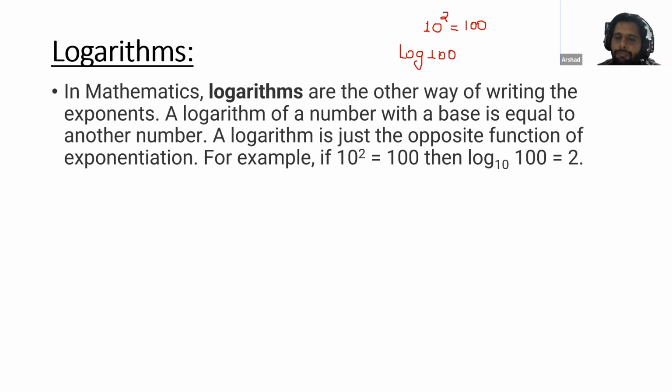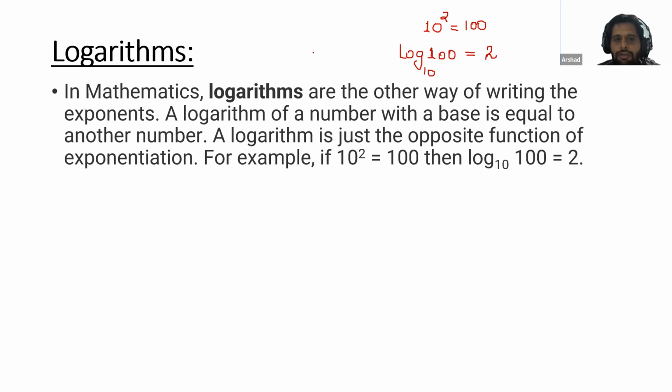This 100 will come here, and this 10 will come here. What is the value of this? You can work it out by asking what should be the power of 10 so that you get 100. That is 2. So 10 squared is equal to 100 can be written in terms of log as log 100 to the base 10 is equal to 2. Log is a very good method of simplifying or reducing your calculation.